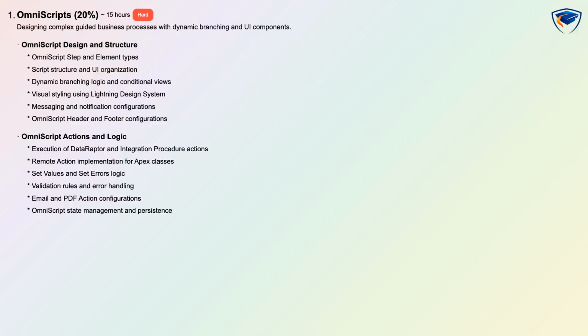You will learn OmniScript step and element types, script structure and UI organization, dynamic branching and conditional views, visual styling using the Lightning Design System, messaging and notification configurations, header and footer setup, and how to execute actions like DataRaptor and integration procedure calls, remote Apex actions, set values, validation rules, and state management.